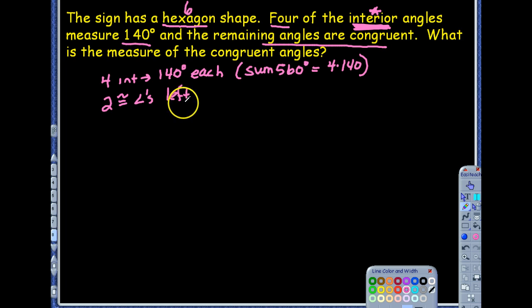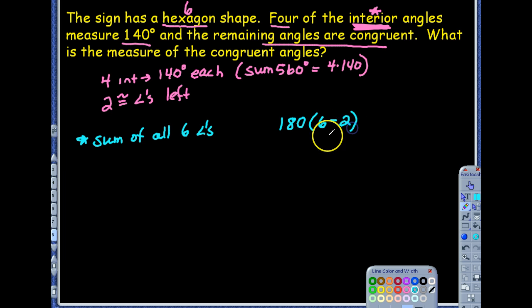So if I know what some of them add up to, what else do I really need to know? The sum of all of the angles. So I need to know the sum of all 6 angles. How do I find the sum of the interior angles of a hexagon? I'm going to take 180 times our 6, number of sides, minus 2. So 180 times 4, which would give us 720. Okay, so that's how many all together. The sum of all of the angles here add up to 720 degrees.